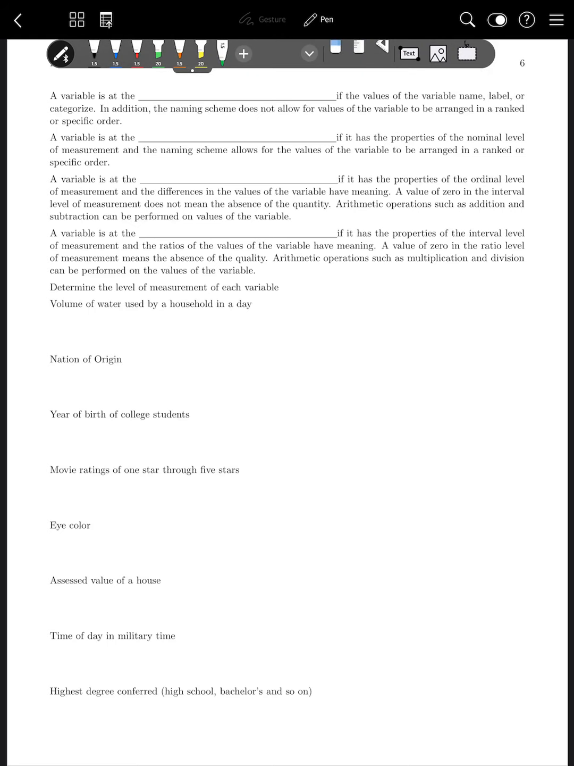So a variable is at the nominal level of measurement if the values of the variable name, label, or categorize. In addition, the naming scheme does not allow for the values of the variable to be arranged in a ranked or specific order. The second one is ordinal, which means to order, the ordinal level of measurement.